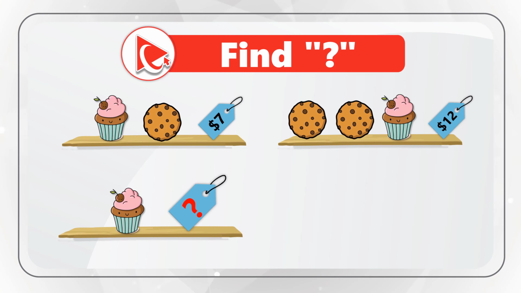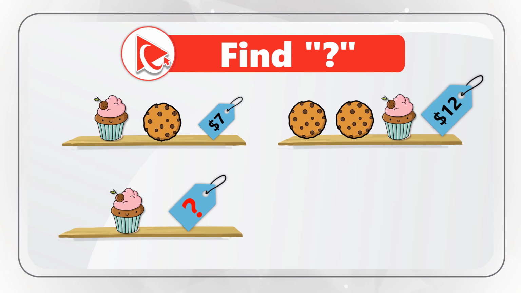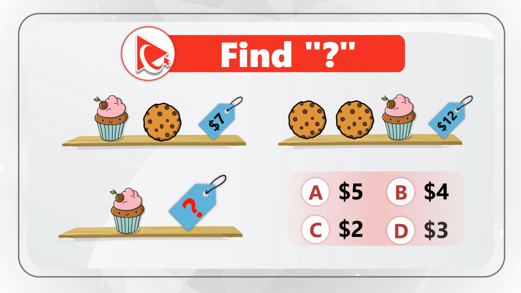The first set consists of 1 cookie and 1 cupcake, and the price tag for the first set is $7. The second set consists of 2 cookies and 1 cupcake, and the price tag for the second set is $12. The last set consists of only 1 cupcake, and you need to calculate and select price for the cupcake out of 4 possible choices. Choice A, $5, choice B, $4, choice C, $2, and last but not least, choice D, $3.